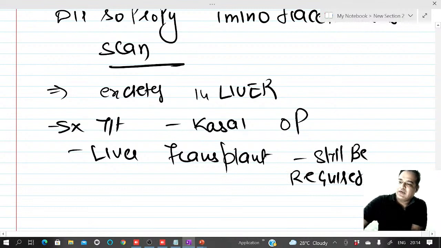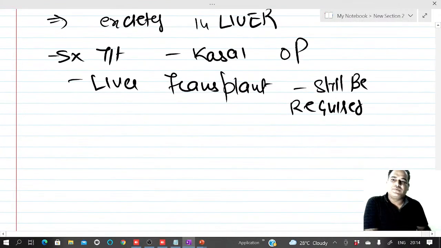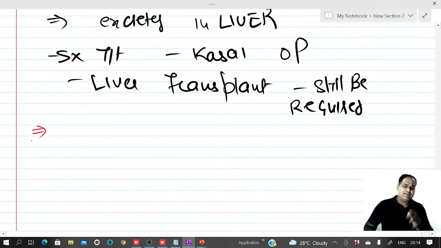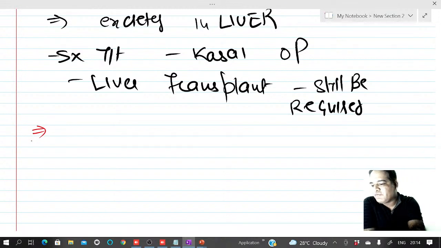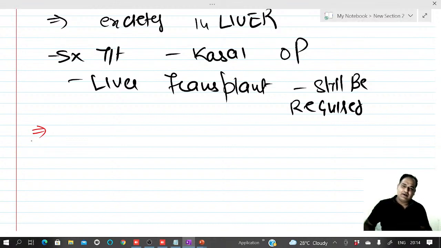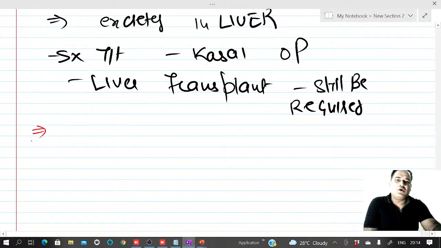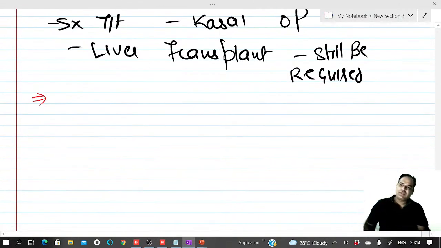Because, you know, I told you about the HIDA scan, Anugrahji, which we use for acute cholecystitis. They're practically the same. The only thing is the isotope used is slightly different. Practically, they are the same. That is used for acute cholecystitis, the HIDA scan you're talking about.